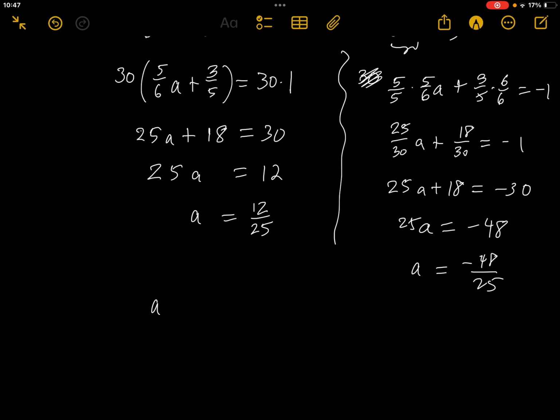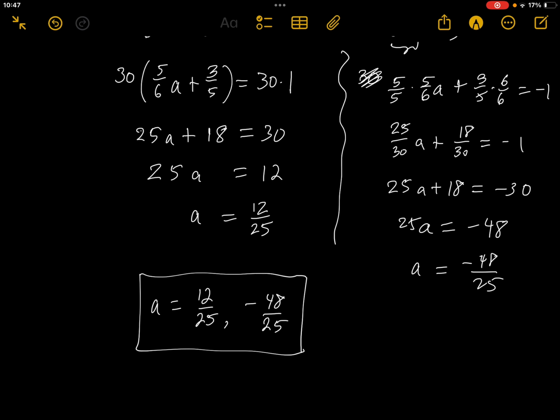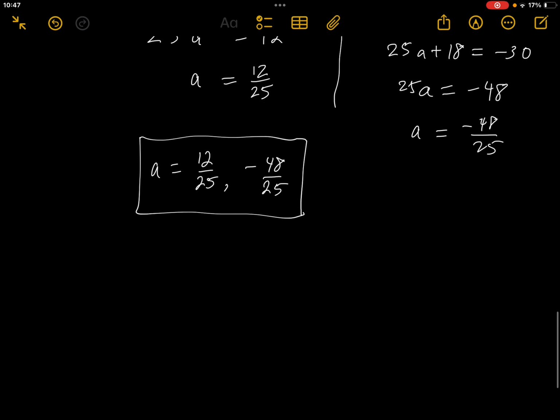So the solution is negative 48 over 25. Those are the two values that will satisfy the equation. Okay. Let's just do one more.